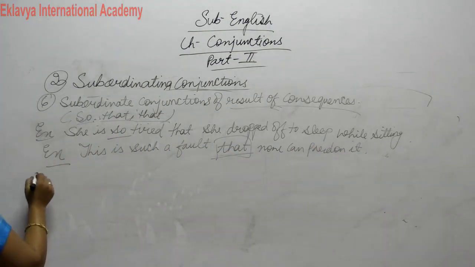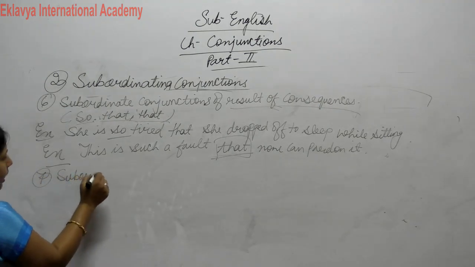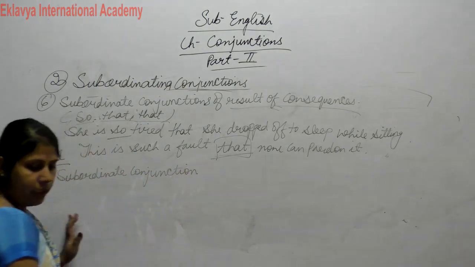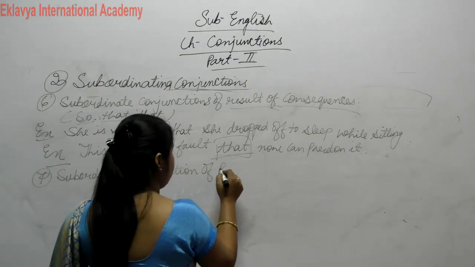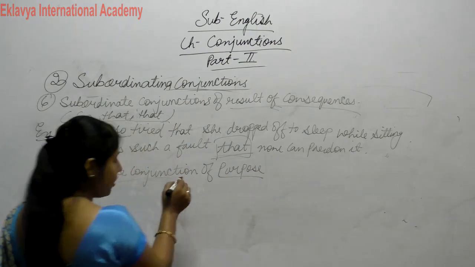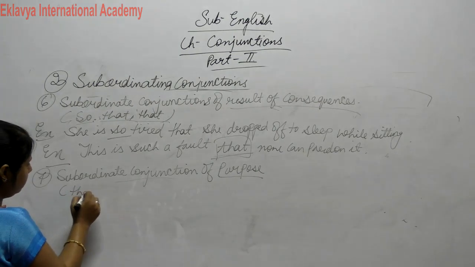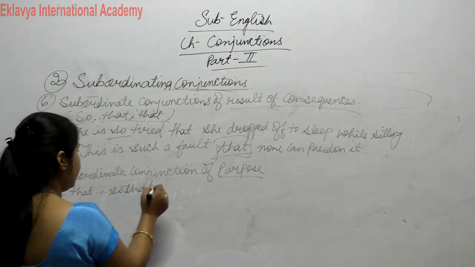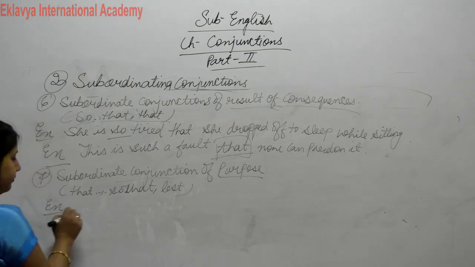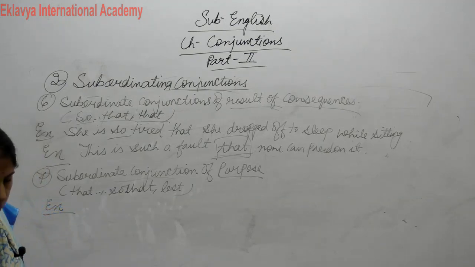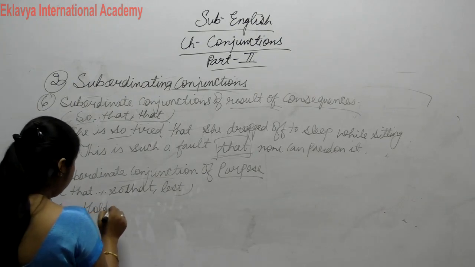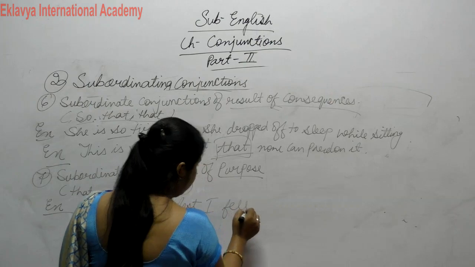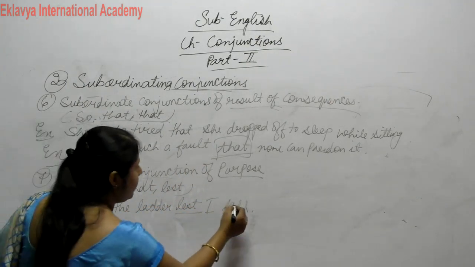Clear? Now, another one, seventh is subordinate conjunction of purpose. Purpose consists of that, so that, and lest. Clear? So, write down: hold the ladder, lest I fall. Lest I fall, not fell, lest I fall.